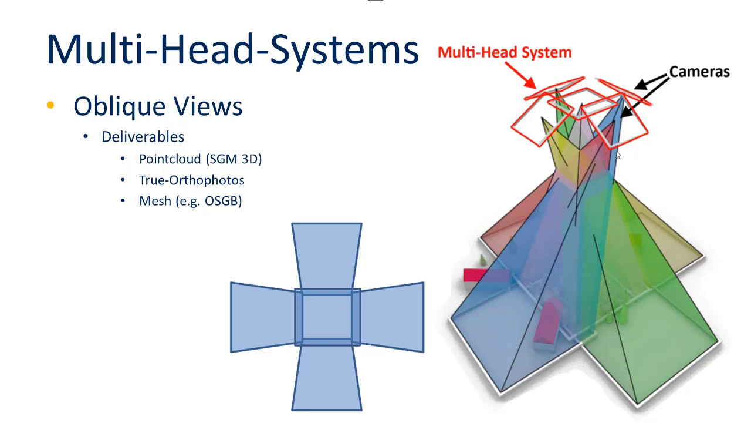All the photos are taken in a synchronized moment, so each single photo from this multi-head system, or each single camera from this multi-head system, has exact GNSS information and IMU information, and we can also have for each camera its own, or we must have for each camera its own camera calibration.